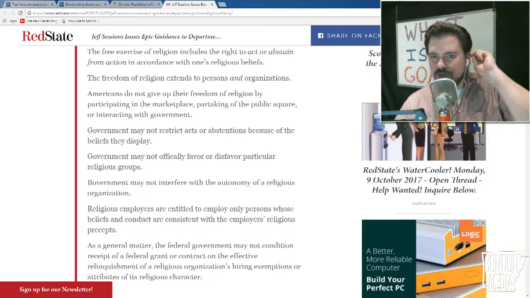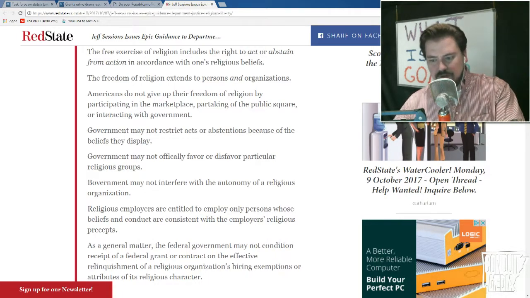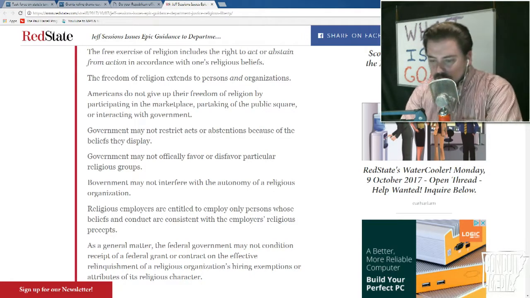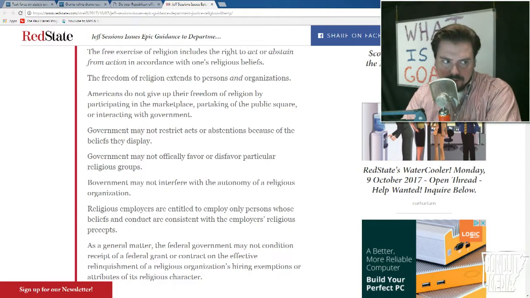It still is, but it was a much darker time than it is now with this directive. Again, Americans do not give up their freedom of religion by participating in the marketplace, partaking of the public square, or interacting with government. This new directive from the Attorney General to the Justice Department. This goes out to all these prosecutors, by the way. Another principle: government may not restrict acts or abstentions because of the beliefs they display. Government may not officially favor or disfavor particular religious groups. Government may not interfere with the autonomy of a religious organization. Isn't it good to hear Jeff Sessions put out a memorandum saying that this is what the government may not do to you?